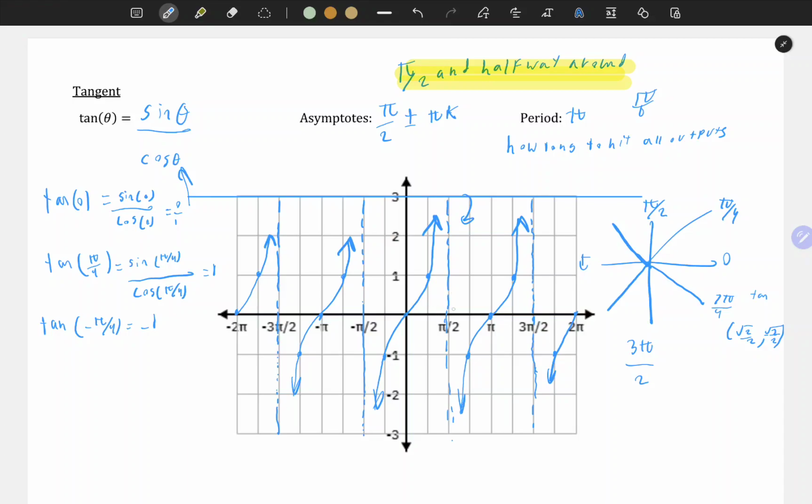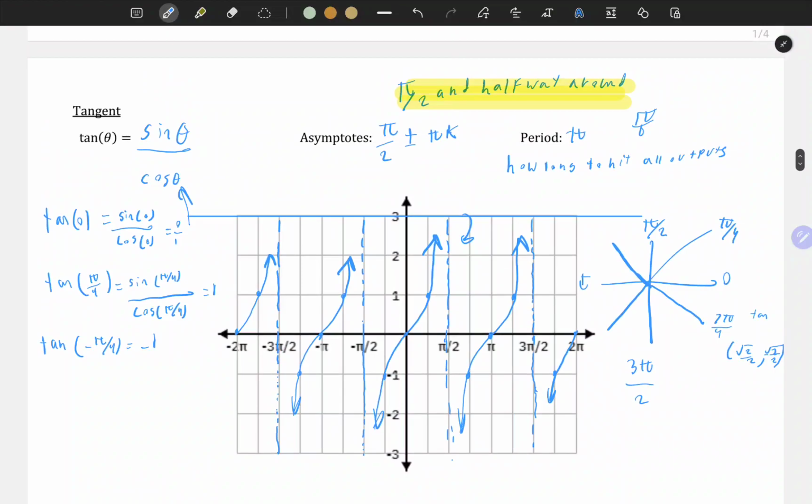The period is pi, so it starts at 0 and then goes up by pi from an asymptote of pi over 2. So pi over 2 plus pi. Not each pi over 2, but each pi from pi over 2 is a new asymptote. Then we have the tangent. The tangent is sine over cosine. So we know that it is also opposite over adjacent.